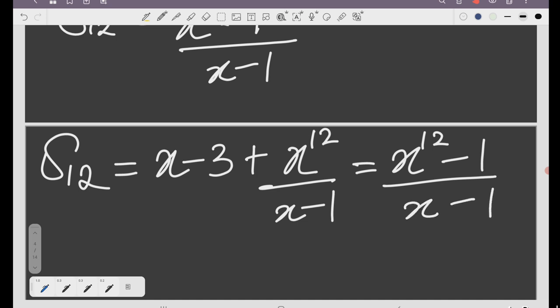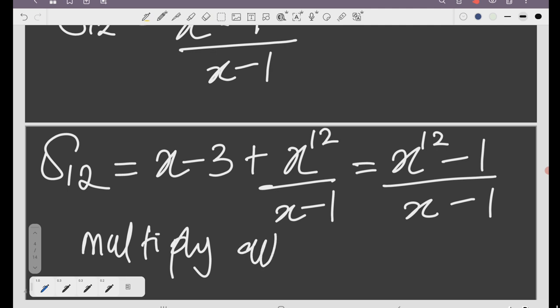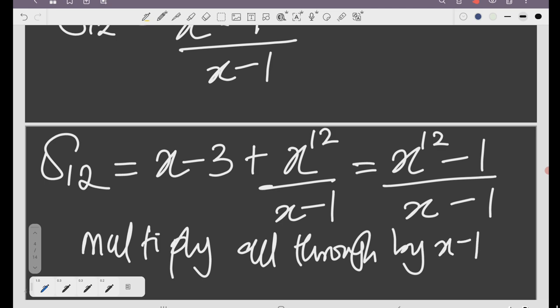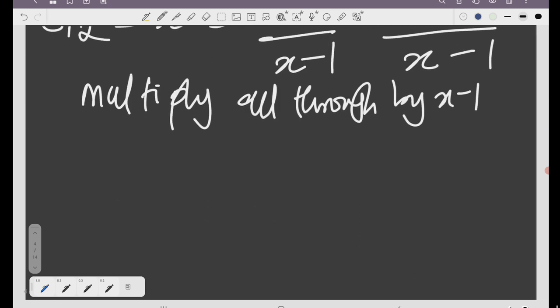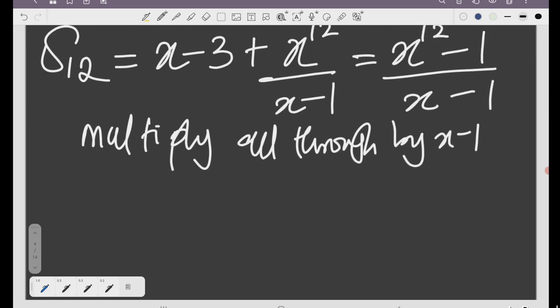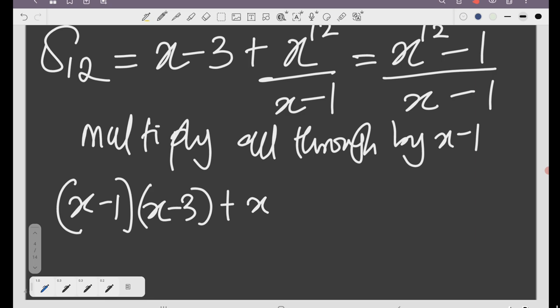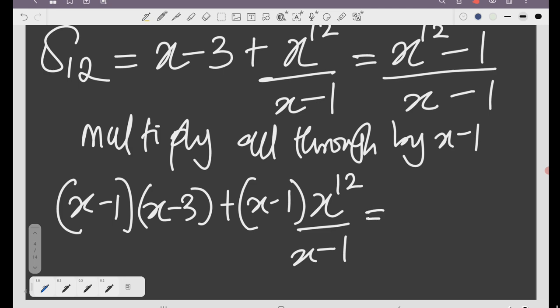So let's try to multiply all through by x minus 1. In multiplying all through by x minus 1, we have x minus 1 multiplied by x minus 3 plus x minus 1 multiplied by x raised to the power 12 over x minus 1 is equal to x raised to the power 12 minus 1 over x minus 1 multiplied by x minus 1.